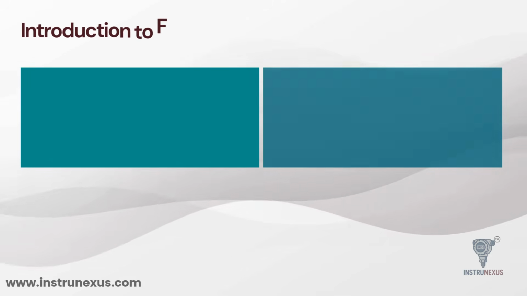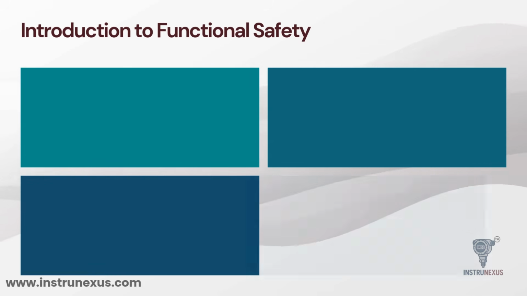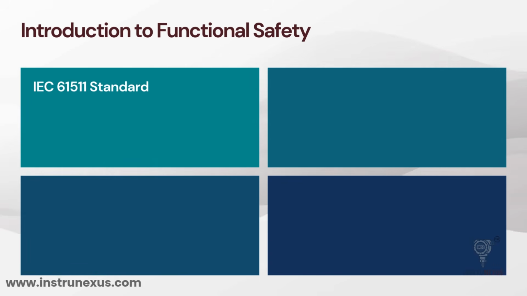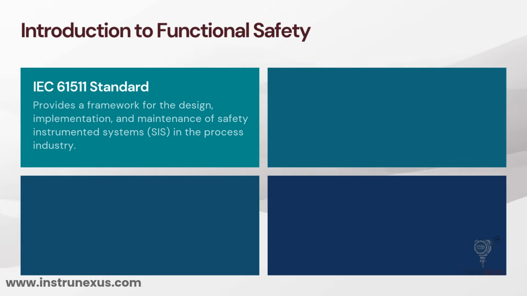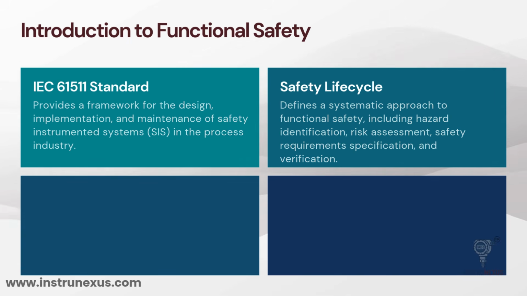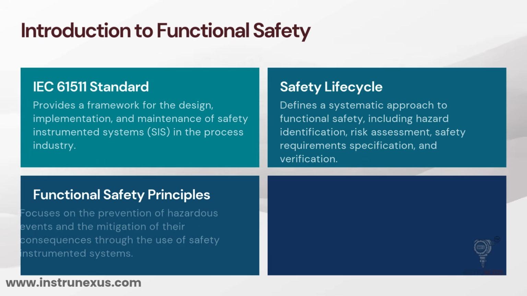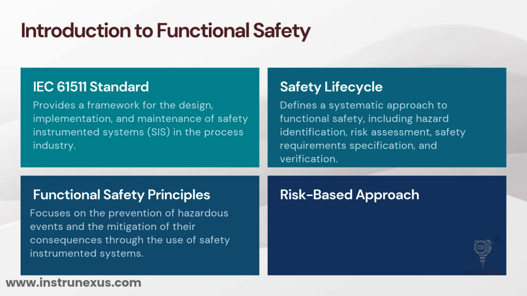Functional safety in the process industry is governed largely by IEC 61511. This standard provides the framework for the design, implementation, and maintenance of safety instrumented systems, or SIS. It outlines the safety lifecycle, which is a systematic, circular approach. It begins with hazard identification, moves through risk assessment and requirement specification, and continues into operation and maintenance.